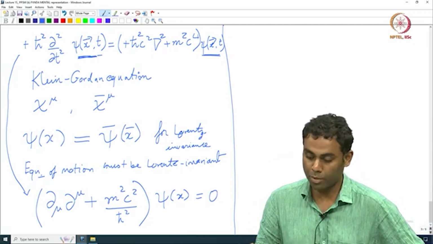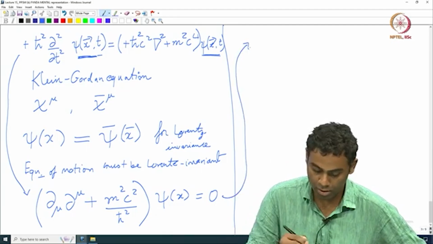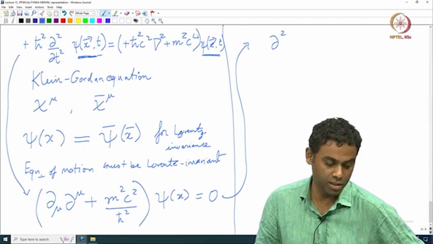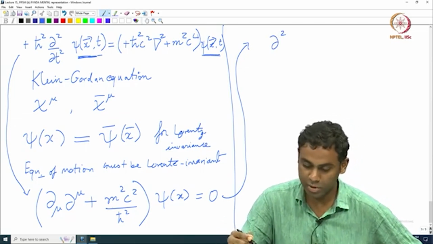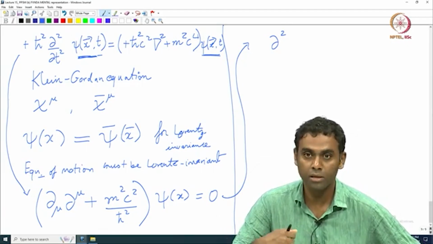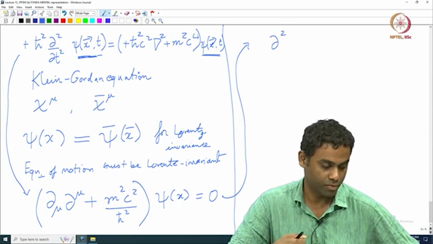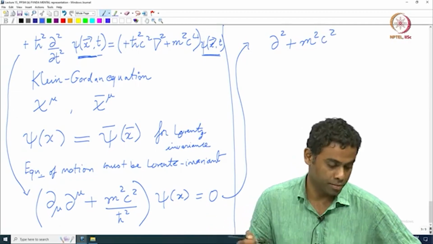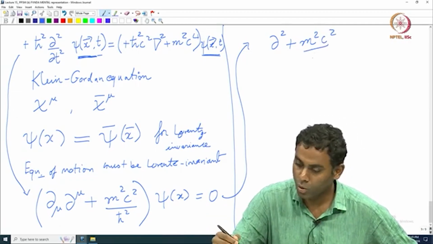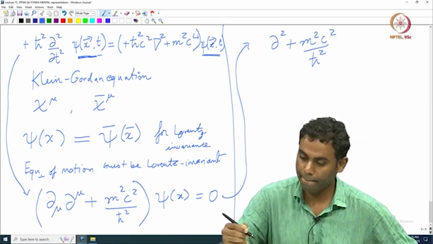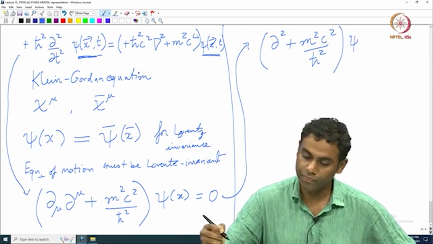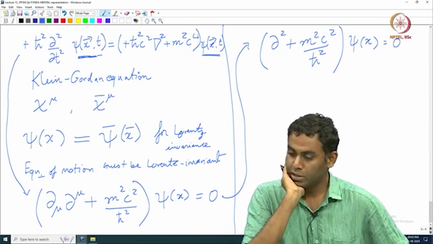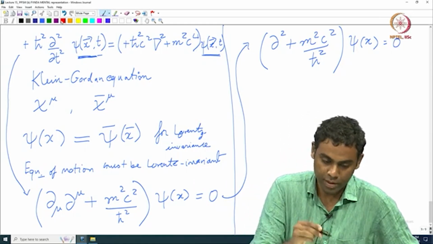So, I have basically just rewritten the Klein-Gordon equation in a compact form. In fact, I can write it in an even more compact form. I am just going to call this combination of derivatives del squared, alright. So, when you see this, you just have to remember it is actually a contraction of a covariant and a contravariant derivative, alright. So, I just write del squared plus m squared c squared over h bar squared acting on psi of x equals 0. Okay. So, this is in one frame, this is in the x mu frame.